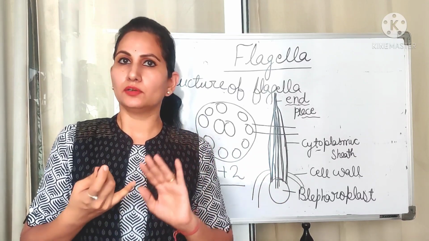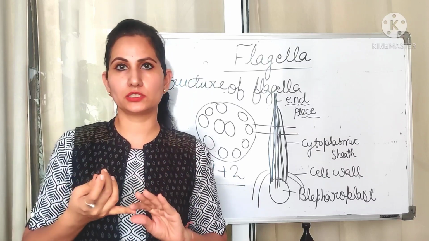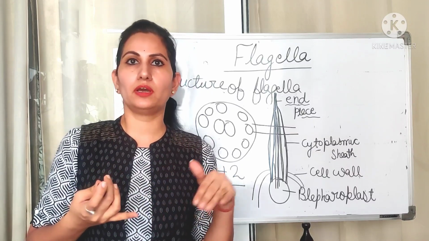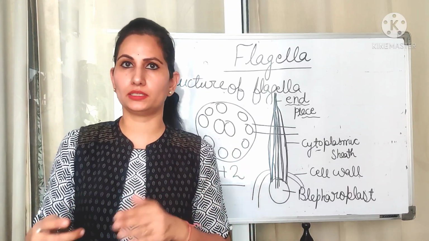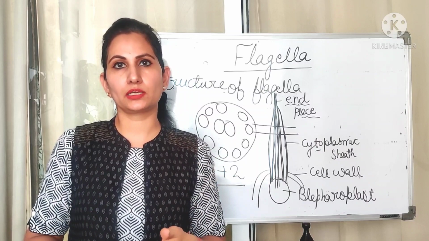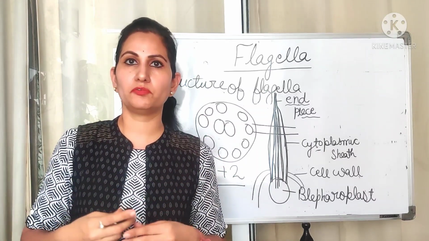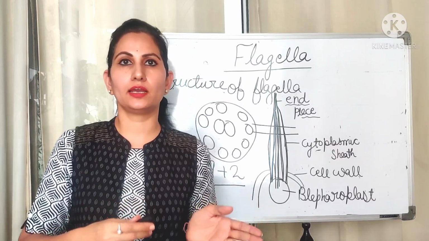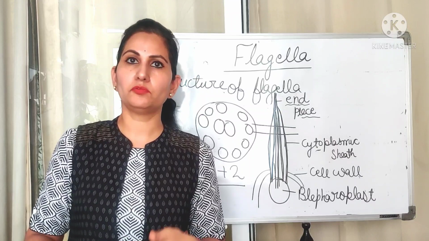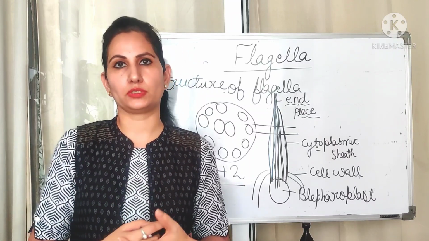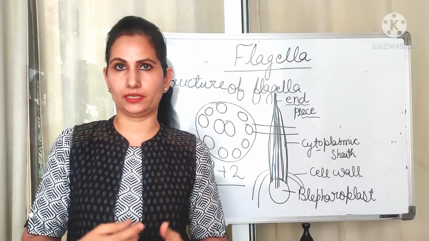As well as, the flagella are formed on the spores also. During reproduction, on zoospores, the flagella are present, which help them to move from one place to another place. During sexual reproduction, the male gamete also has flagella on its surface, with the help of which it can approach the female sex organ for the fertilization process. In such a way, flagella are very important for the algae.